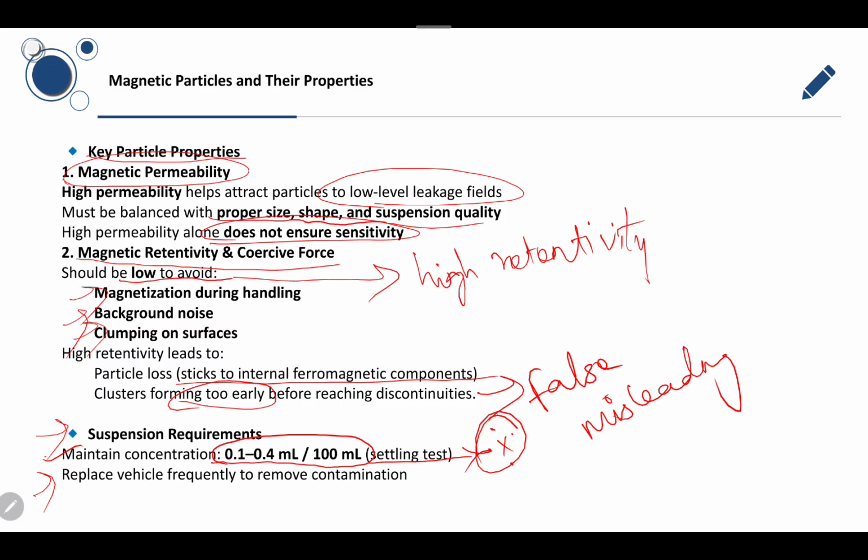Next one is vehicle replacement. It's essential to frequently replace the liquid carrier to remove contamination. Over time, the carrier can pick up dirt, grease, and other debris from the parts being inspected, which can interfere with particle mobility and indication formation. So, we move to the next slide.